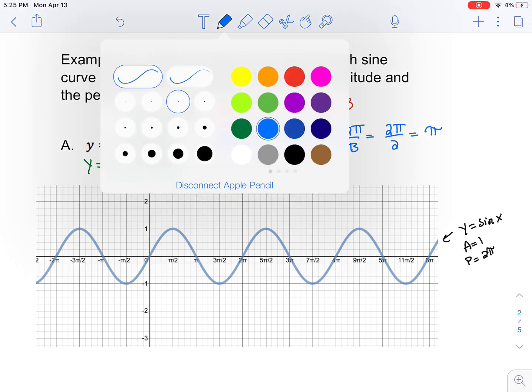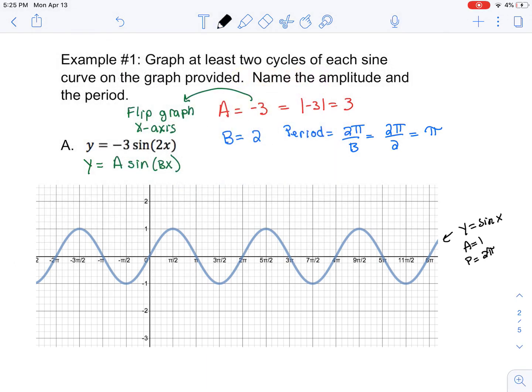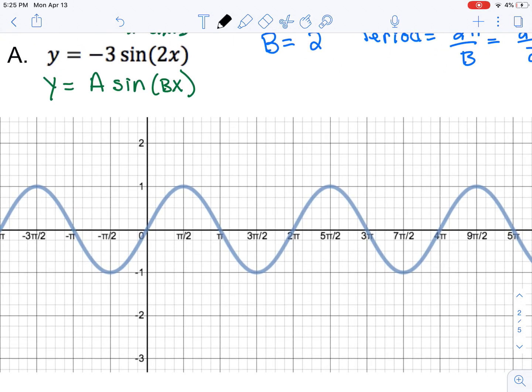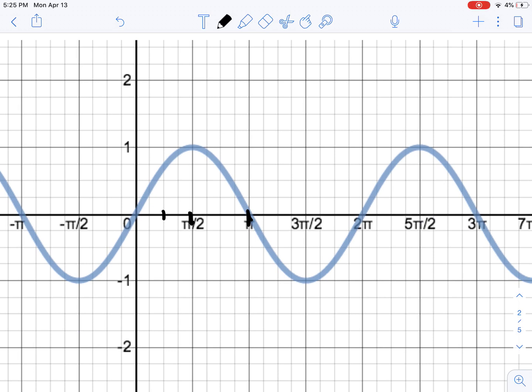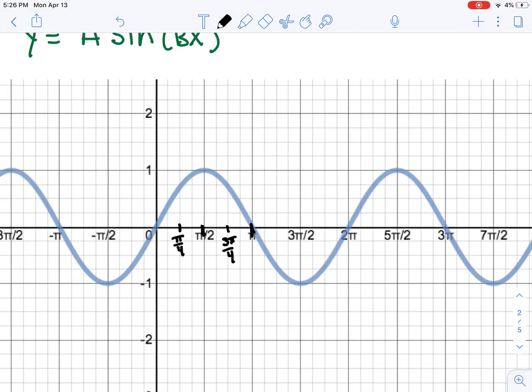How I like to graph these is I like to mark out my period first. So it's going to take from 0 to pi for my one cycle to happen. So I mark my period, my curve will end at pi. Here's my halfway point, pi over 2. Halfway between that is pi over 4. And then I count over 1 pi over 4, 2 pi over 4. This is 3 pi over 4. I want to mark those points off.